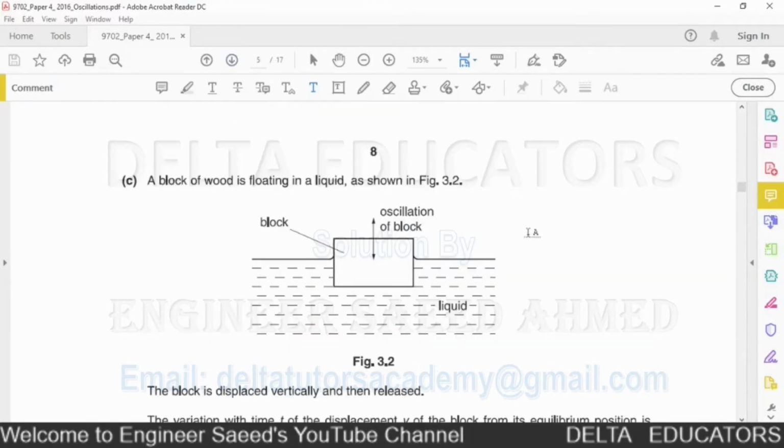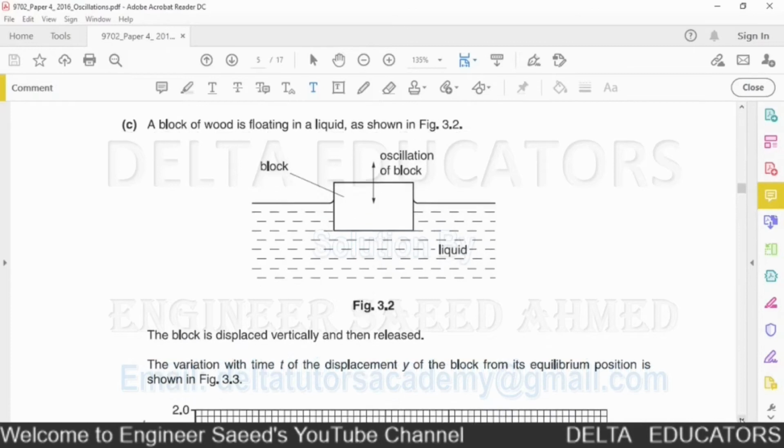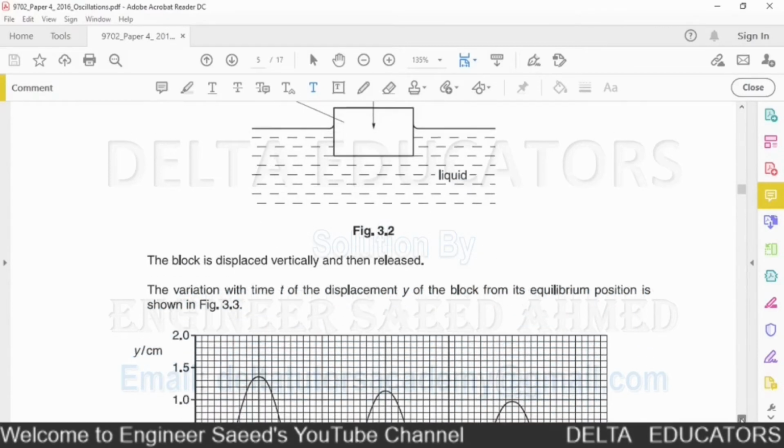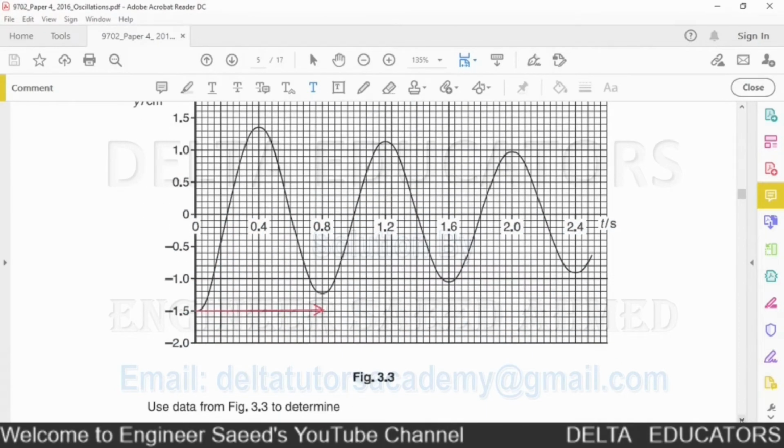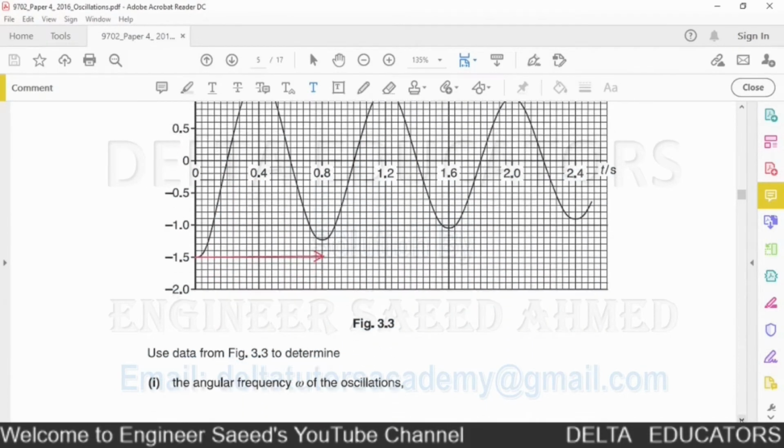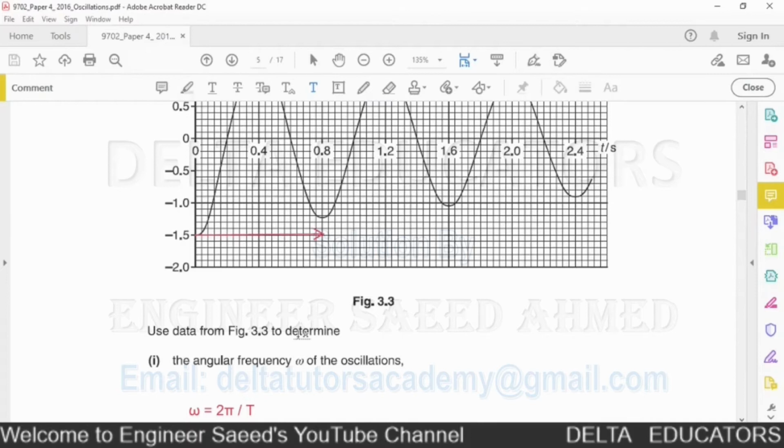A block of wood is floating in a liquid as shown in figure 3.2. The block is displaced vertically and then released. The variation with time t of the displacement y of the block from its equilibrium position is shown in figure 3.3. Use data from figure 3.3 to determine the angular frequency omega of the oscillations.